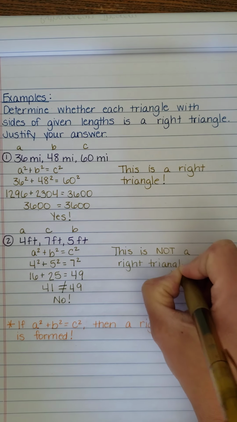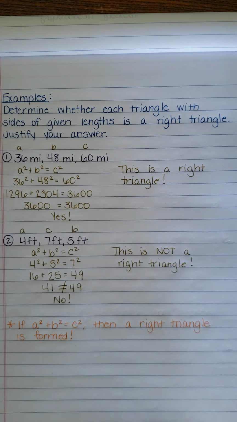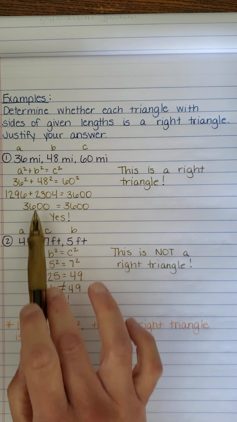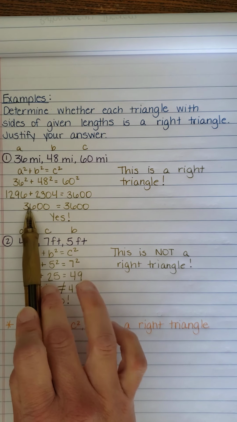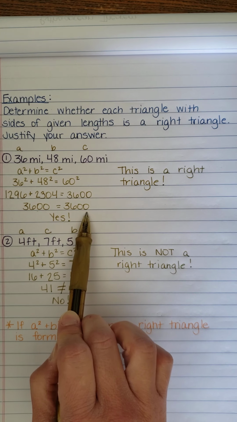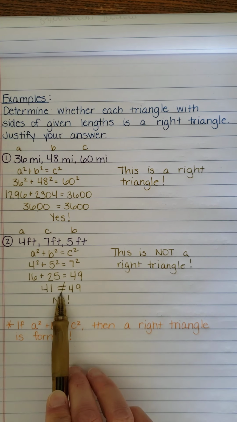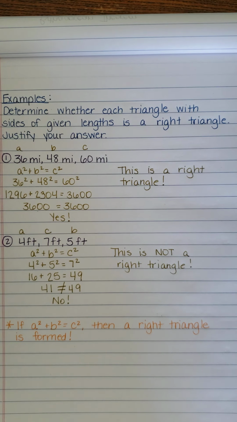So when you're using the Pythagorean theorem and its converse, you're just proving whether something is a right triangle or not. And by justifying your answer, you're just showing your work to show, yes, a squared plus b squared is equal to c squared, or a squared plus b squared is not equal to c squared. Okay? So if it's true, you have a right triangle. If it's not true, you don't have a right triangle.